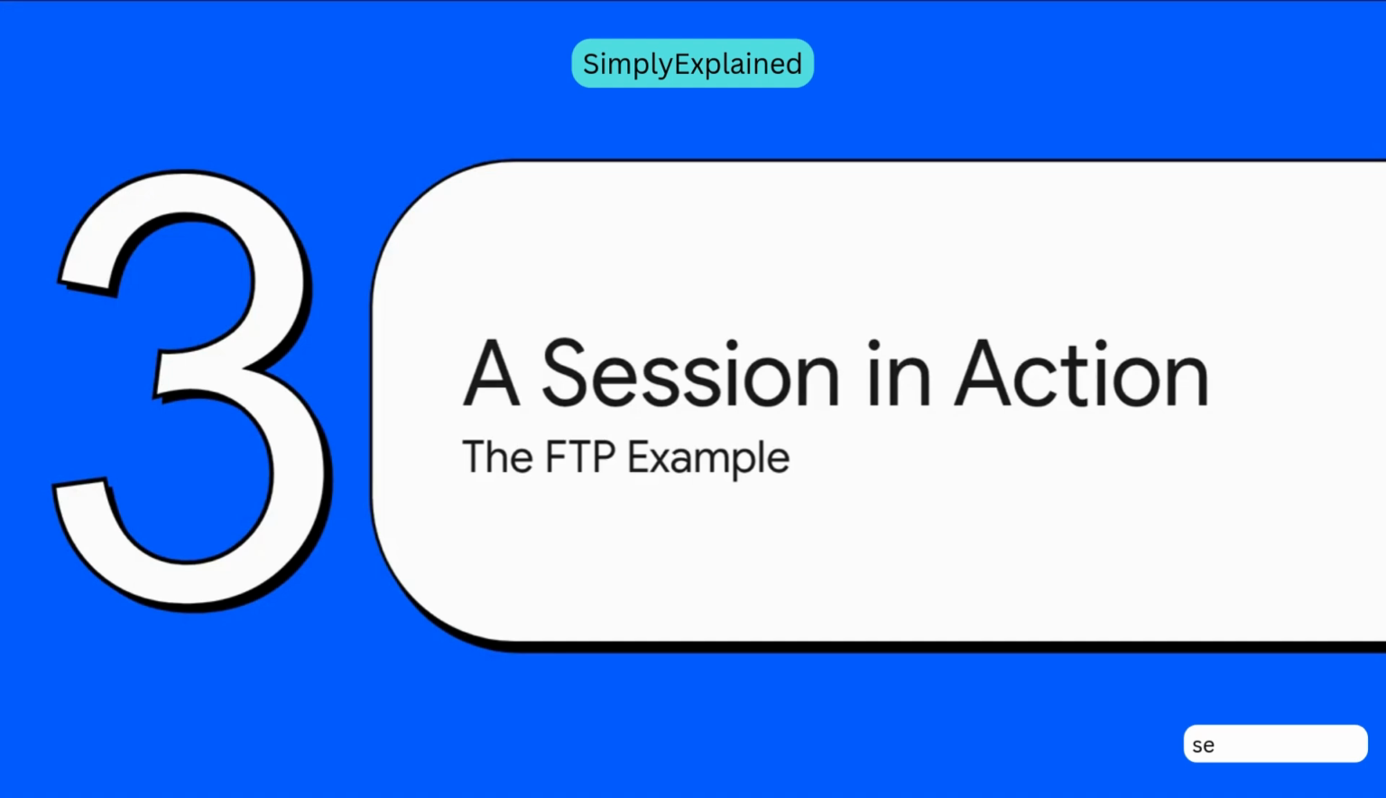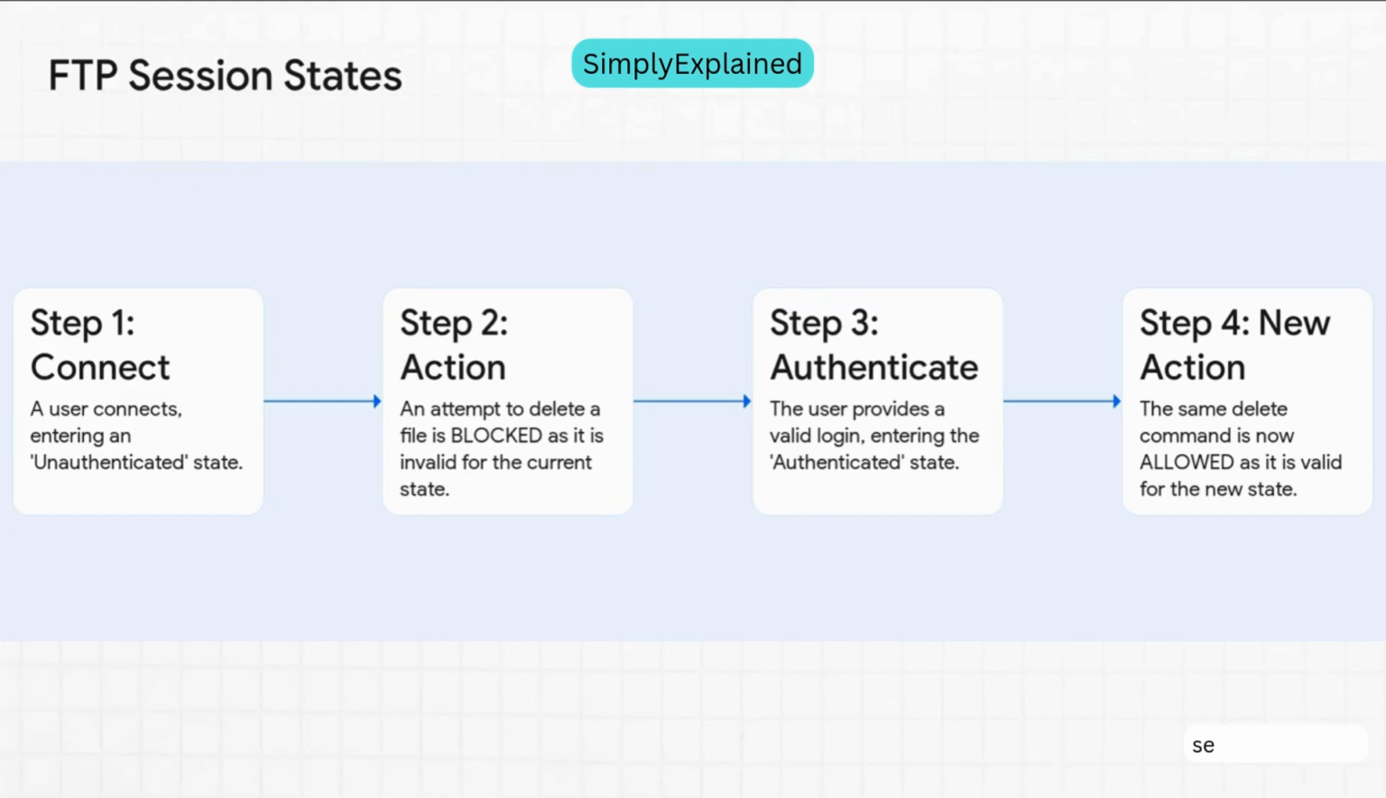Let's actually see how this plays out in the real world. We'll use a pretty basic file transfer protocol, or FTP session, as our example. This breaks it down perfectly. So a user connects, right, but they haven't logged in yet. Their state is unauthenticated. Now, if they immediately try to delete a file, the system knows, whoa, hold on, you can't do that in this state, and it blocks it. That's suspicious. But then, after they provide a good username and password, their state changes to authenticated. Now when they try to delete that very same file, the action is totally valid and it's allowed. See? Same action, different state, completely different outcome.